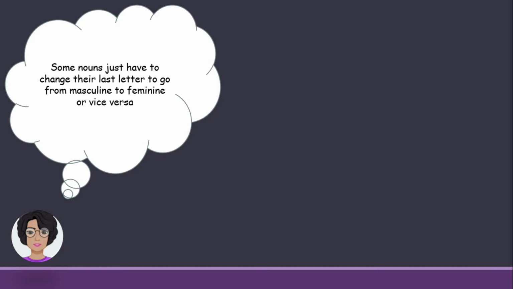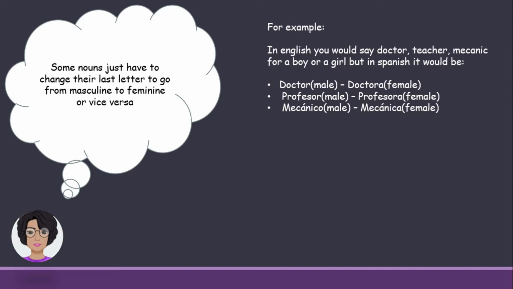When we are talking about occupation or position at work, we just have to change the last letter to go from masculine to feminine, or vice versa. For example, in English, you would use the same word for some occupations for a woman or for a man. You can say doctor, teacher, mechanic for a girl or a boy, but in Spanish, it would be doctor for a man, doctora for a woman, profesor for a man, profesora for a woman, mecánico for a man, mecánica for a woman.